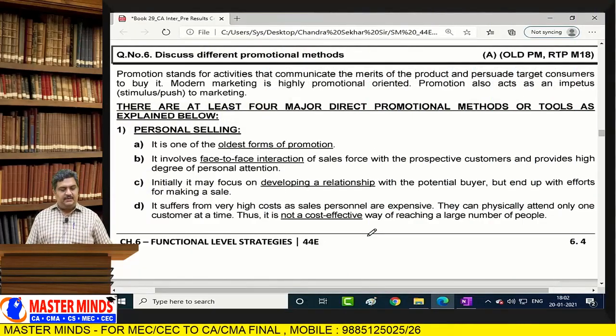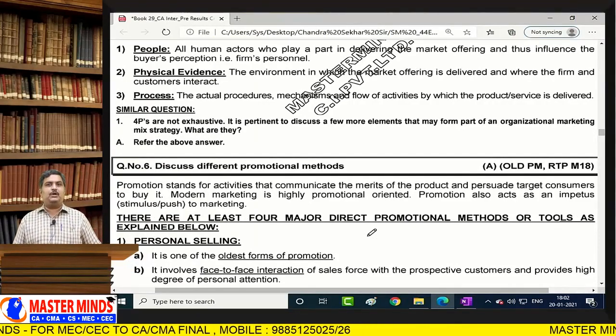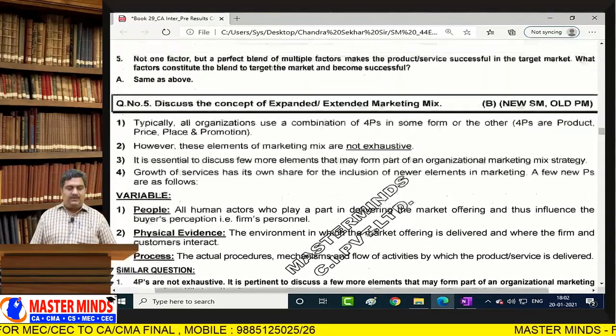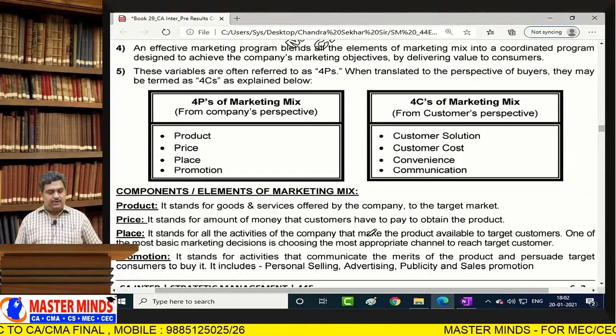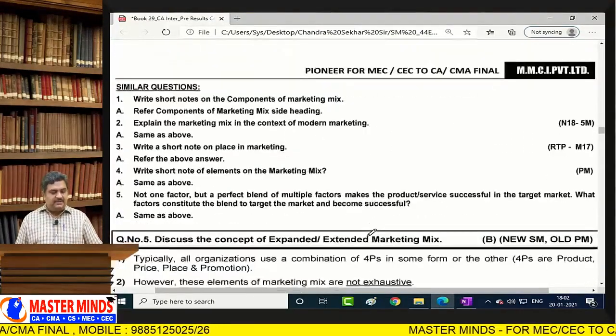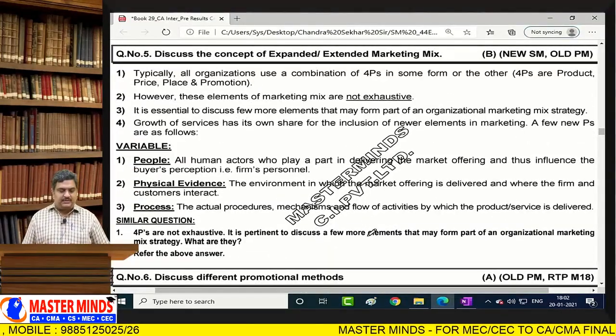In the previous session we have finished 4 P's and 3 P's, a total of 7 P's. The 4 P's are related to product, price, place and promotion, and for the service sector we require 3 more P's: people, physical evidence and processes.